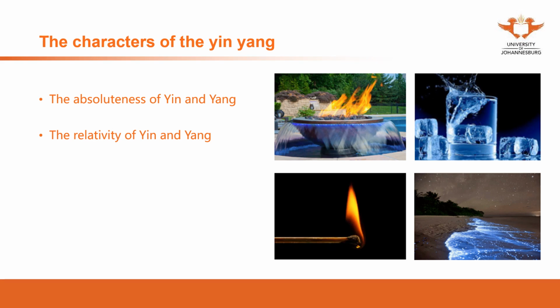There are two characters of Yin and Yang, the absoluteness of Yin and Yang and the relativity of Yin and Yang. From the previous video, we understood that we categorize everything into two categories, either Yin or Yang. For example, inside and outside, left and right, sky and ground or the earth, day and night, hot or cold. As you can see, we put everything, two opposite objects into these two categories.